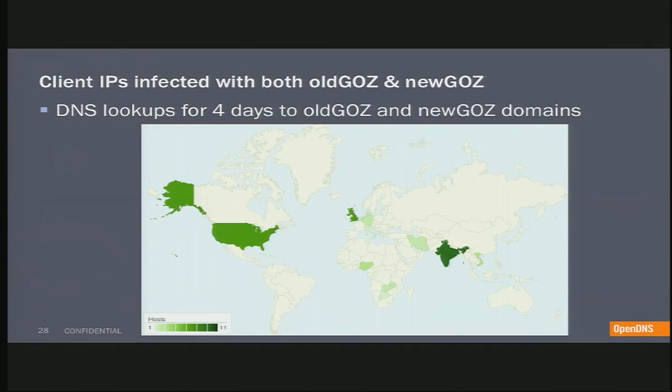And then we were interested in looking at the intersection, in other words, the overlap. So for that, we studied the domains of old GOZ for those 4 days, because the list will repeat for the next 4 days. However, for the new GOZ, we took the domains generated for September 8th, 9th, 10th, and 11th. And then we looked at the client IPs looking them up, and tried to see the intersection. We saw that the most infected countries were the United States and India, and then some African countries and the United Kingdom.